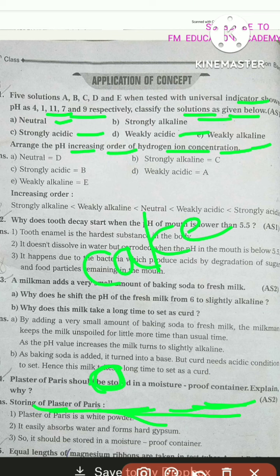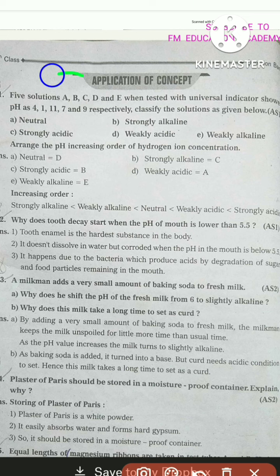First of all, we'll say which is neutral. Neutral means the pH value should be equal to 7. Here A is 4, B is 1, C is 11, D is 7 and E is 9. So D is the answer, that is 7, which is neutral. Then the second one is strongly alkaline. Strongly alkaline means it is strongly basic.